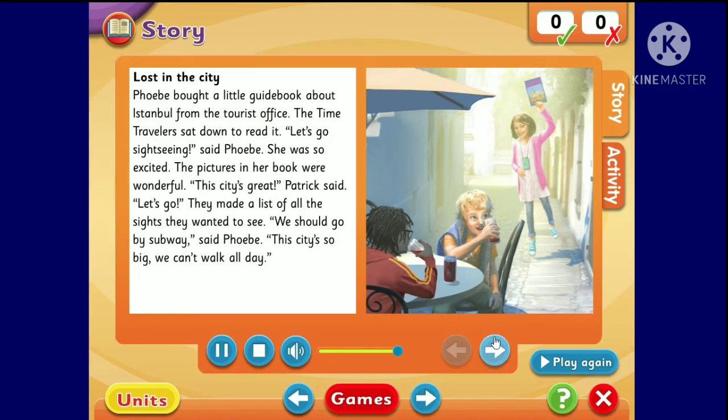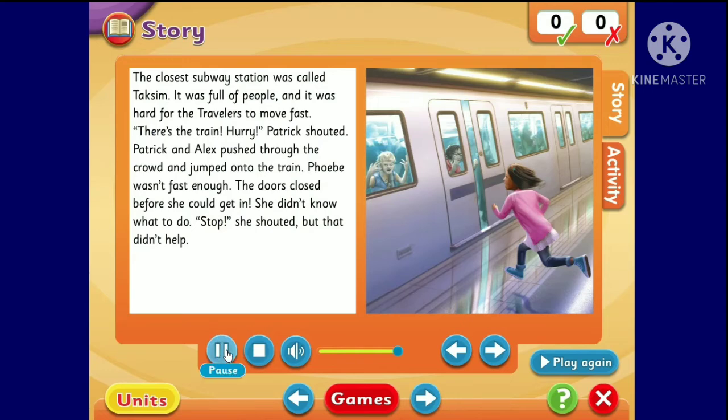see. "We should go by subway," said Phoebe. This city's so big, we can't walk all day. The closest subway station was called Taksim. It was full of people, and it was hard for the travelers to move fast. "There's the train! Hurry!" Patrick shouted.